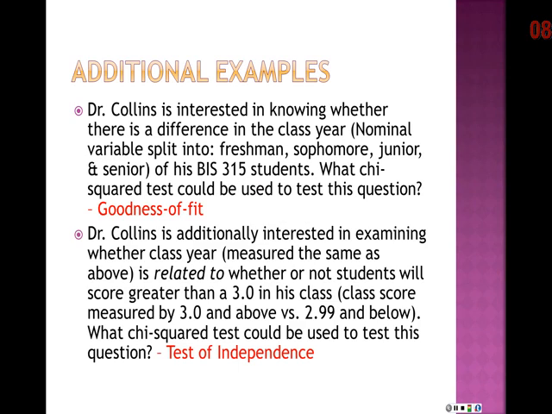Additionally, I'm interested in examining whether class year, measured as the same as above, is related to whether or not students will score greater than 3.0 in my class. And so, in this case, we've added another variable, class score, measured by 3.0 and above versus 2.99 and below. So this, we would use a test of independence, because we're trying to examine the relationship between the two variables, right? Between class year and between grade.